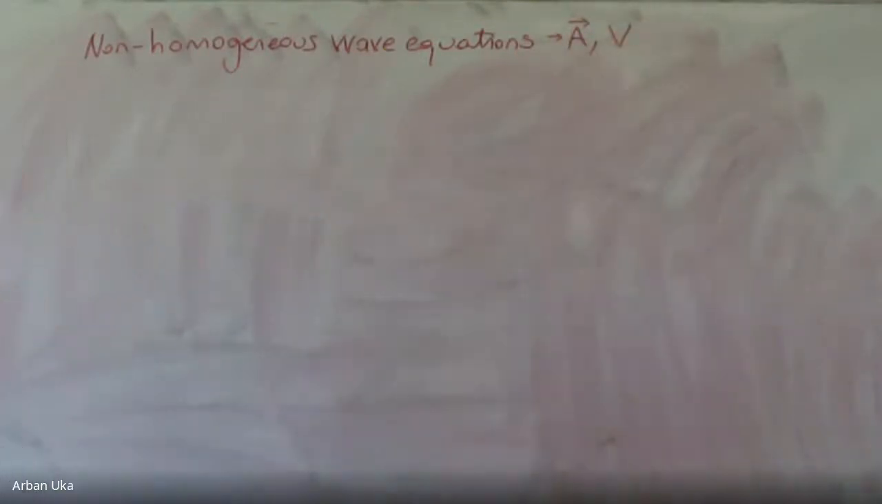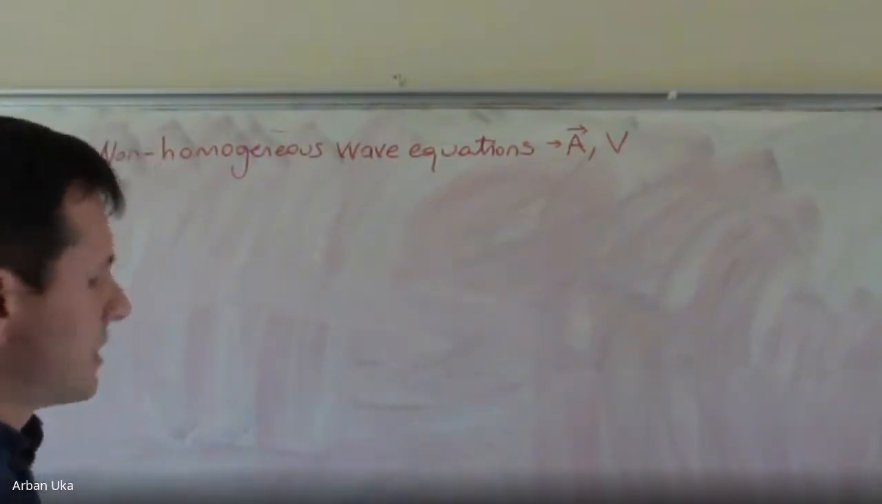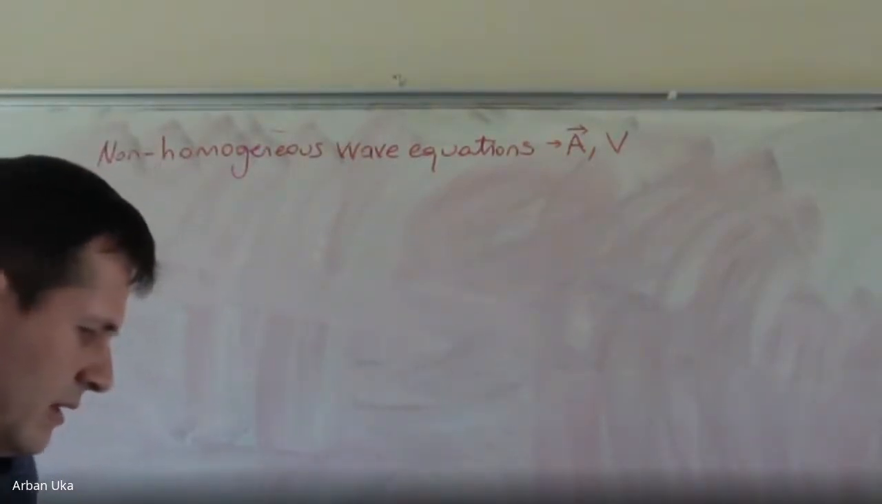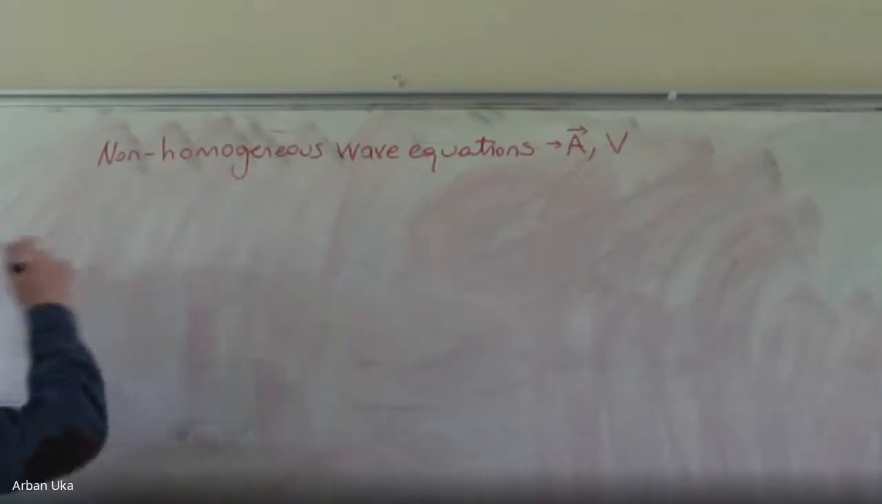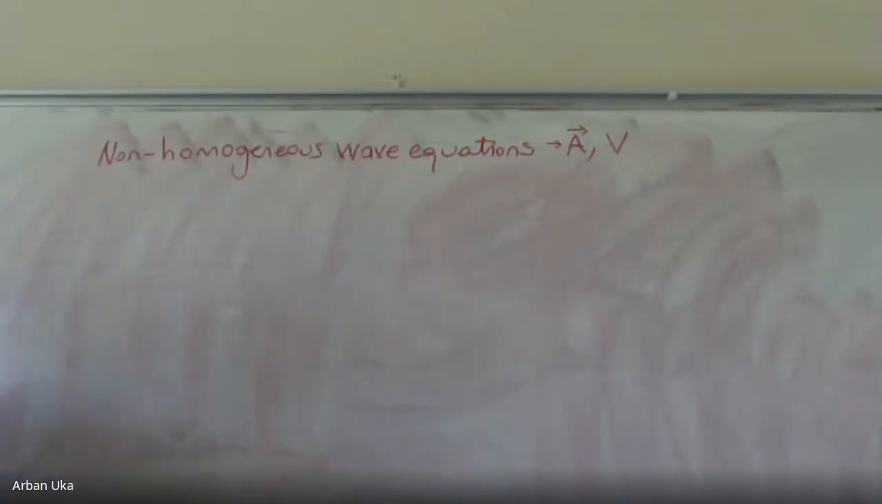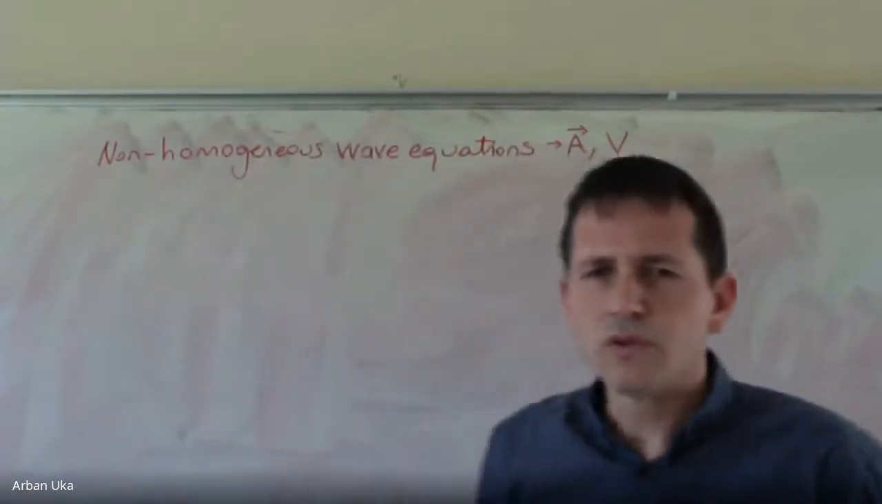Okay, so now we are going to talk about the non-homogeneous wave equation for the magnetic potential A and for the electrostatic potential V. What we are going to see here is that, remember that we have seen the Laplace equation before, right? So what was the Laplace equation?